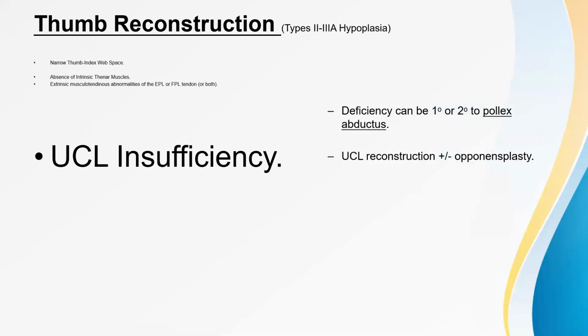The ulnar collateral ligament insufficiency should be addressed, whether it is primary or secondary to pollex abductus. And here it is important to release the pollex abductus abnormal connection between the FPL and EPL if it is present. Usually the ulnar collateral ligament reconstruction is combined with the opponensplasty, and sometimes the same tendon is used for both.